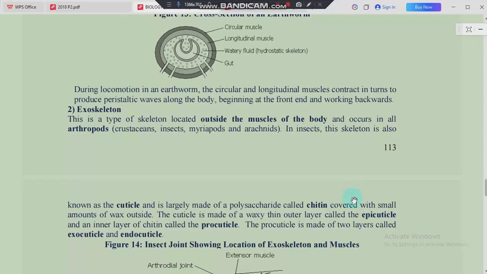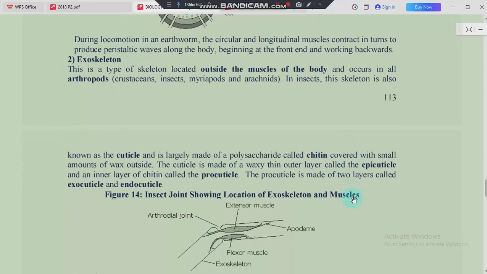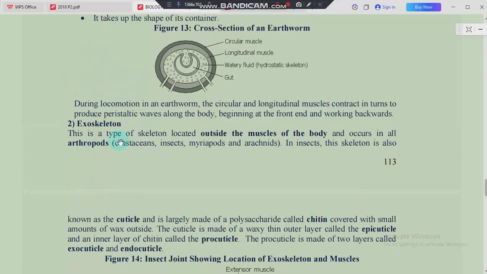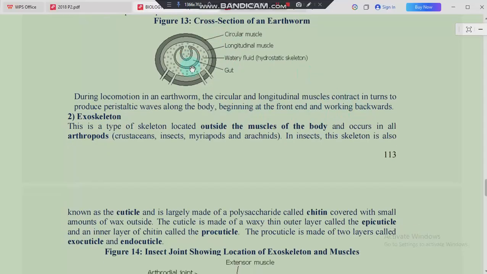Let's move on to what happens during locomotion. In an earthworm, the circular and longitudinal muscles contract in turn to produce a peristaltic wave along the body, beginning at the front end and working backwards. When we talk about the circular muscles, the longitudinal muscles, the watery fluid, and then the gut, we are dealing with the earthworm, right? That is what is happening in the earthworm.